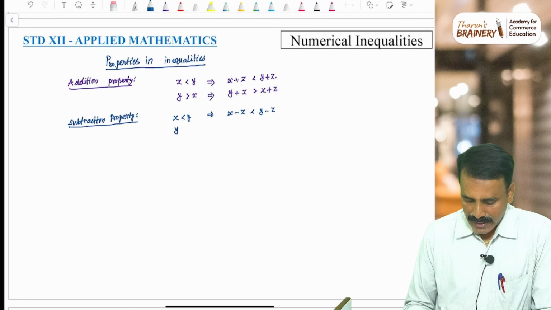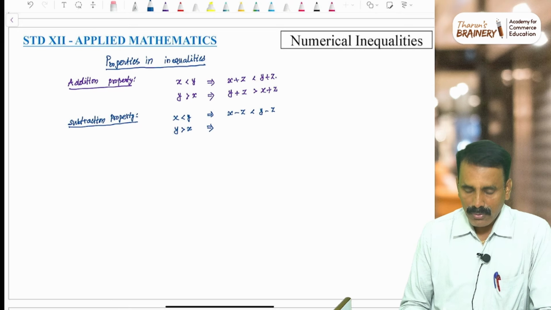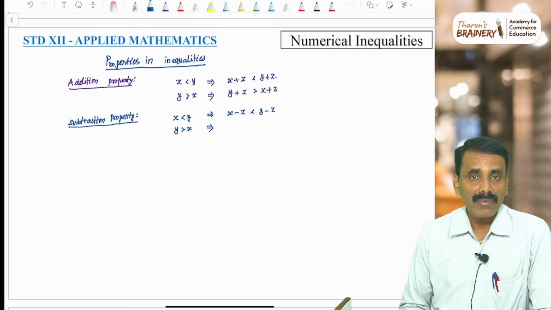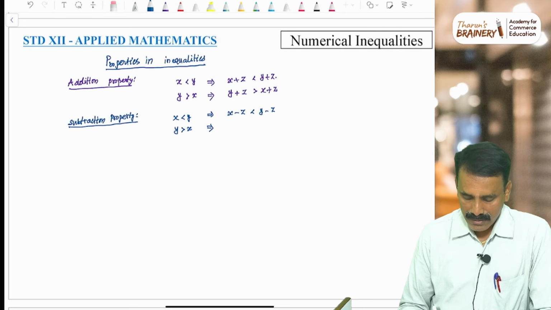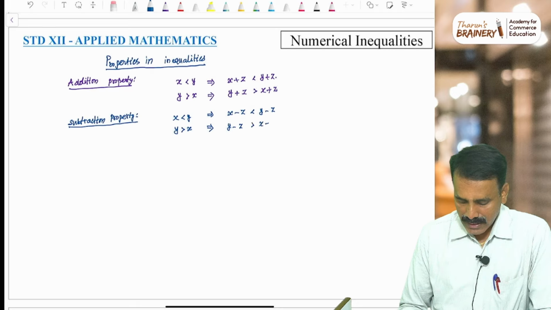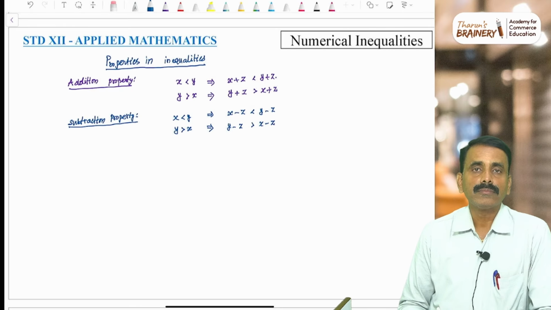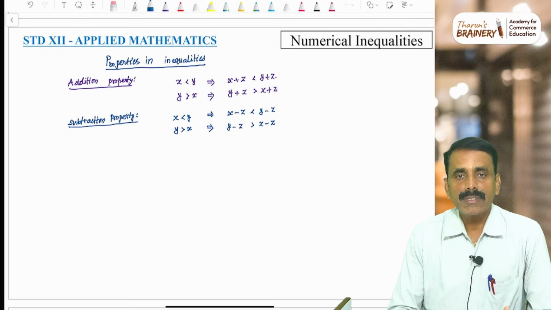Suppose y is greater than x. Now the inequality is reversed, y is greater than x, and I subtract that constant z on both sides. Y minus z is strictly greater than x minus z. It is true for both the sides, in less than as well as greater than, and if it is equal to, that also is maintained.